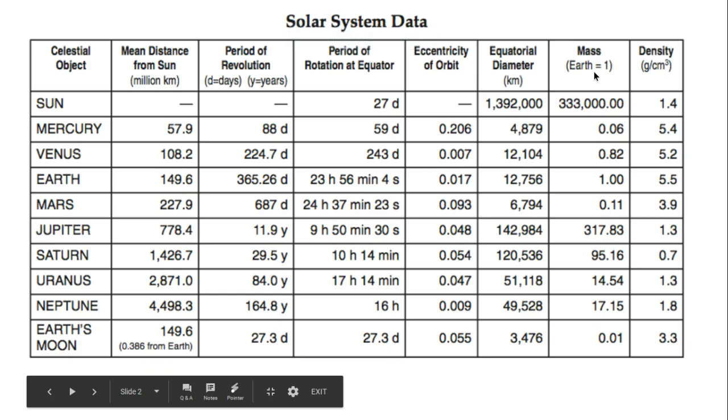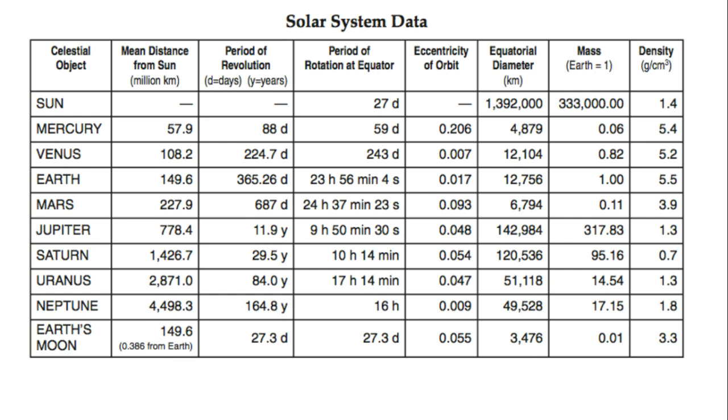Hi everybody. This is a little tutorial about how to use your solar system data page on page 15 of your reference table. So if you turn to page 15, you're going to see this chart in the bottom portion of that page. This will give you some quick references to what's going on in our solar system. First, starting with celestial objects.